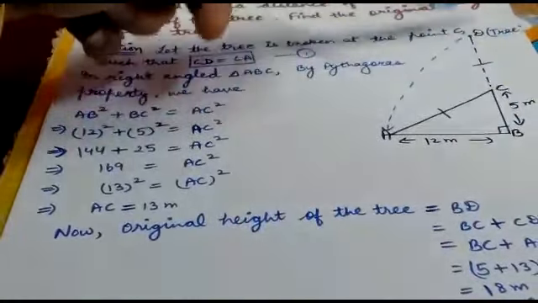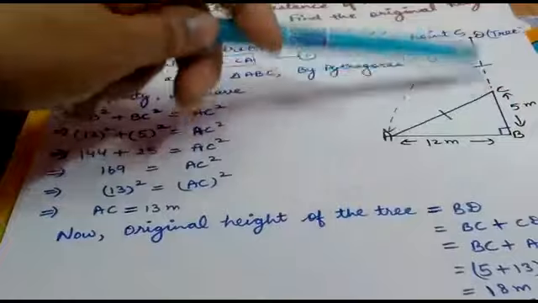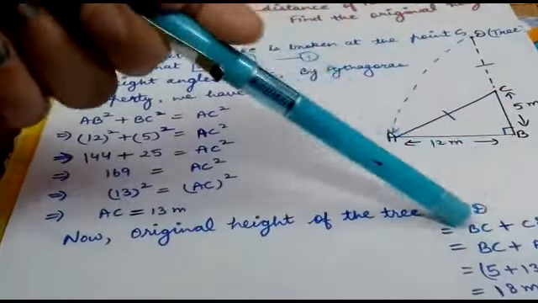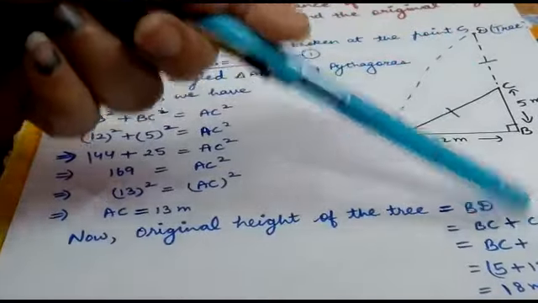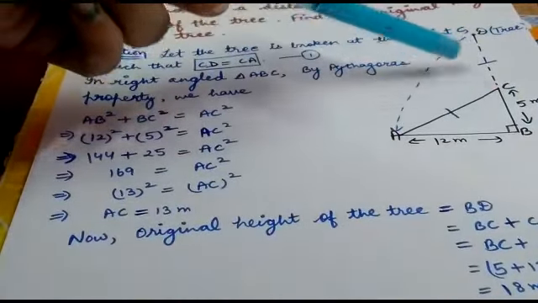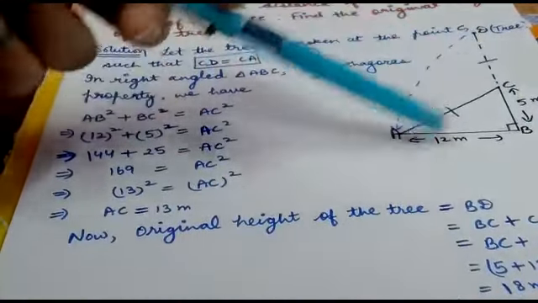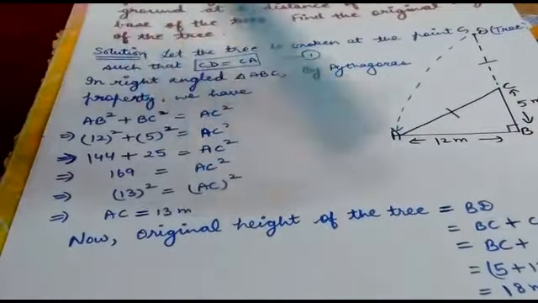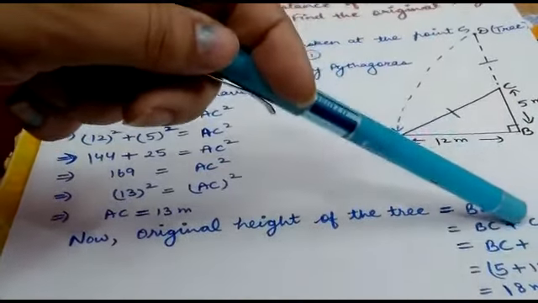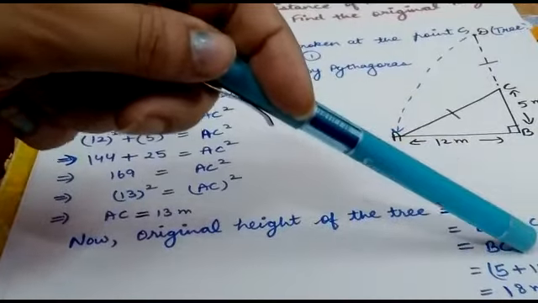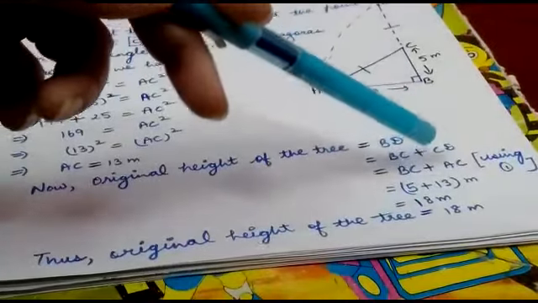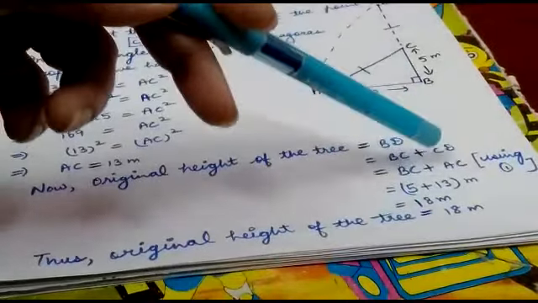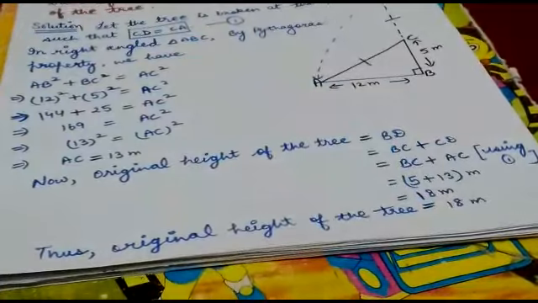That means BD. Now BD is equal to BC plus CD, and it is given that CD is equal to AC, because the tree is broken such that CD becomes equal to AC. So what is AC here? 13. AC is equal to CD, and CD is equal to AC, they both are equal. So 5 plus 13 meter is equal to 18 meters. So the original height of the tree becomes 18 meter.